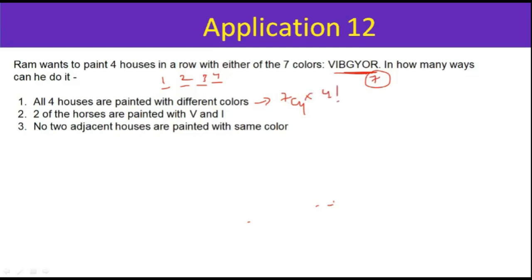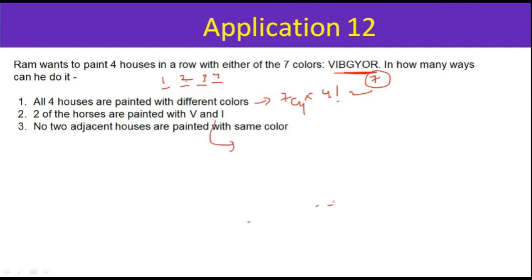Why arrange? Because I can paint house number 1 with either of these 4 colors. Whatever I've chosen for house number 1, for the second one I'll choose something else, third something else, fourth something else. So I'll just arrange them in 4 factorial ways. So the answer to the first is 7C4 into 4 factorial.